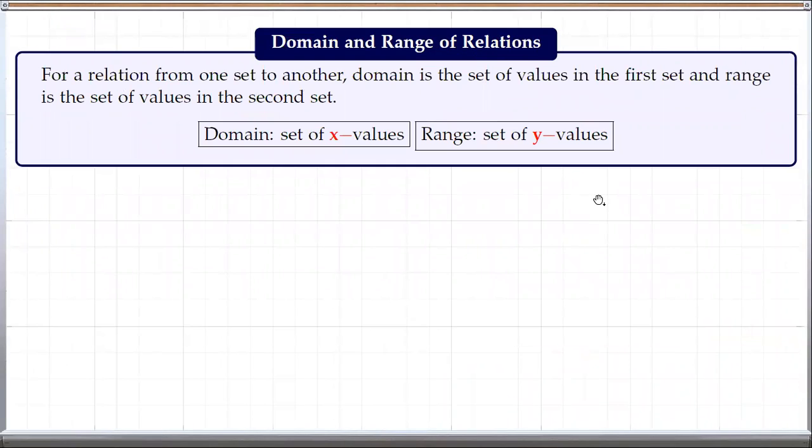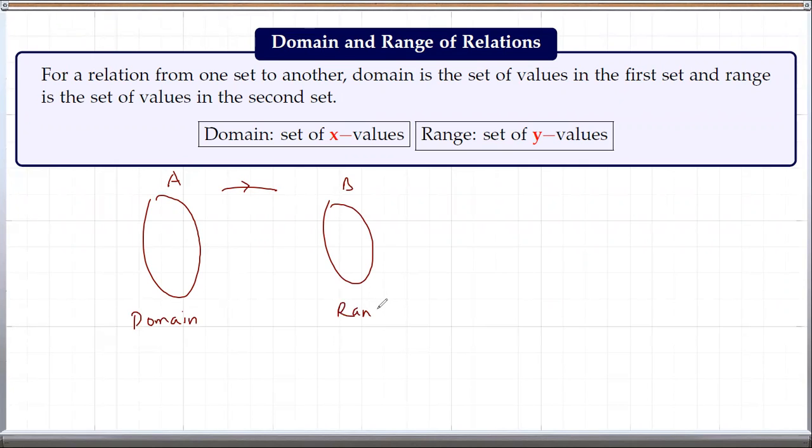Now let's talk about domain and range of relations. For a relation from one set to another, domain is the set of values in the first set. And the range is the set of values in the second set. So basically, if we are talking about a relation from A to B, the domain will be over here and the range will be in the set B. So domain is all X values and the range is all Y values if we are mapping X values to Y values.